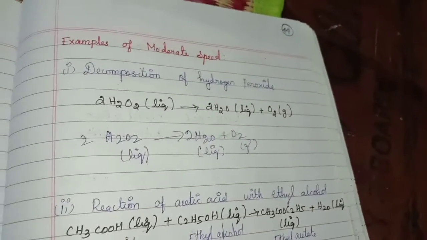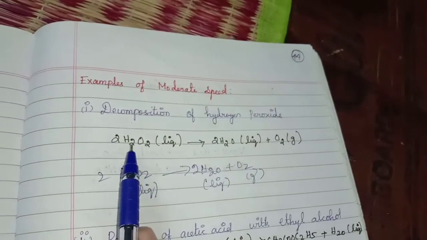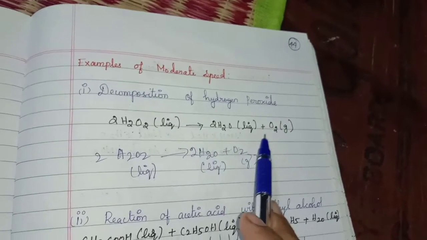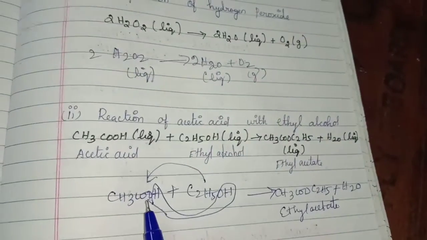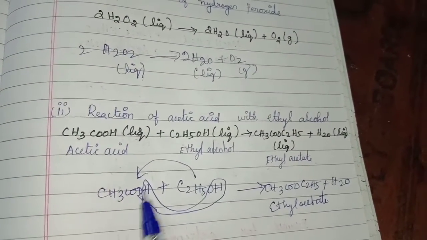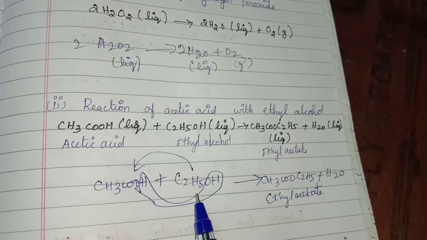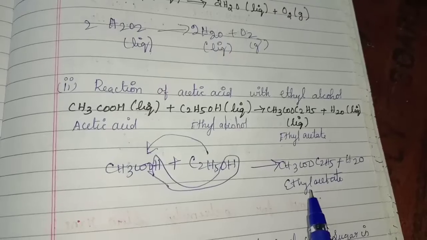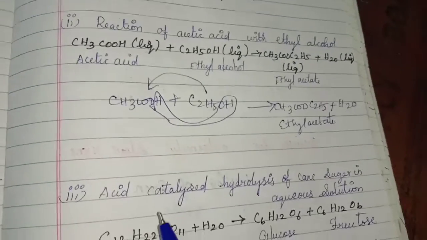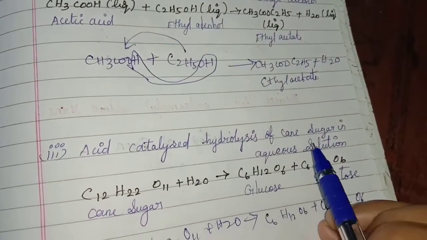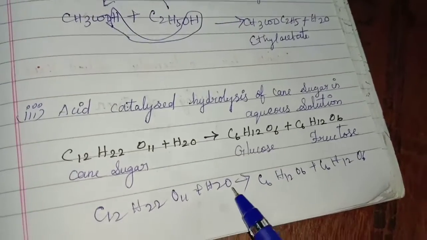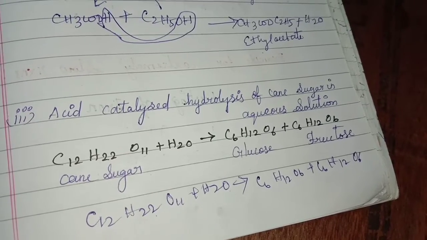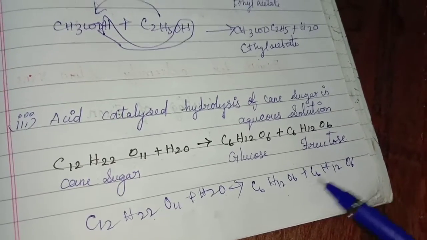Again I will explain. Decomposition of hydrogen peroxide: here we are taking liquid hydrogen peroxide, which is decomposed into water and oxygen. Then the reaction of acetic acid with ethyl alcohol. Acetic acid formula is CH3COOH and ethyl alcohol formula is C2H5OH. These two react with each other, we get a water molecule, and ethyl acetate is formed. The third one is acid catalyzed hydrolysis of cane sugar in aqueous solution. Aqueous solution means water plus cane sugar. Then we get glucose and fructose, C6H12O6. Both have the same formula.